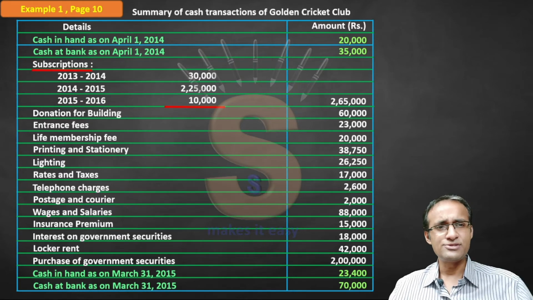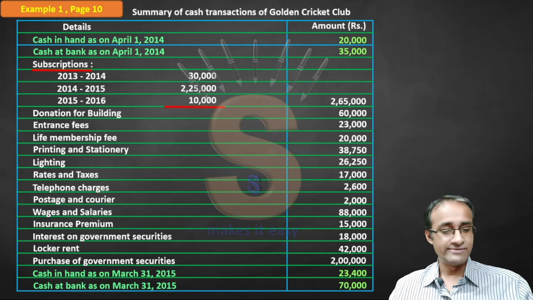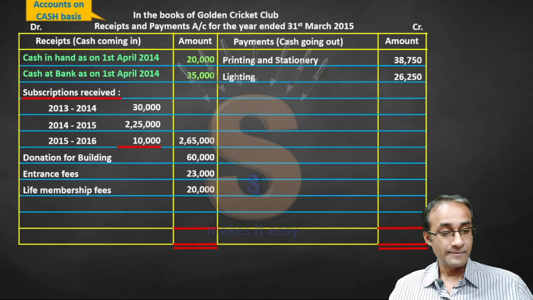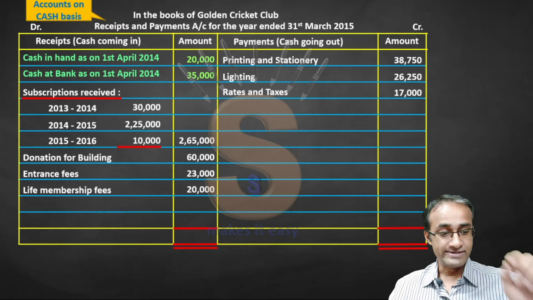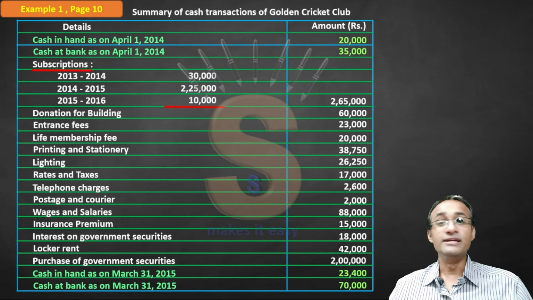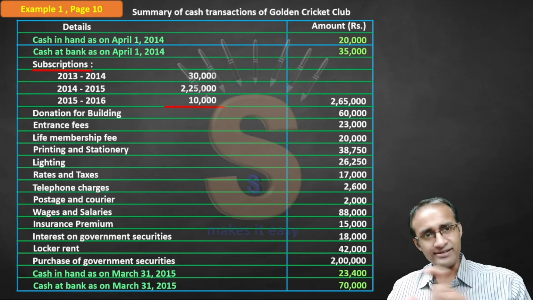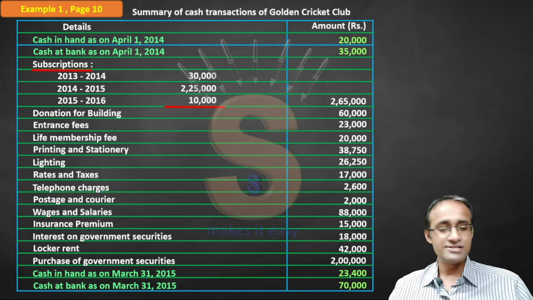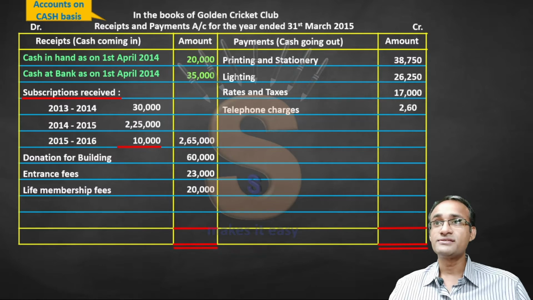Rates and taxes you paid to certain departments of the municipality, 17,000, it's a payment. Rates and taxes 17,000. If I am a little bit faster, you can always pause, write everything and then continue. Telephone charges 2600, payment होगा. Telephone charges 2600.